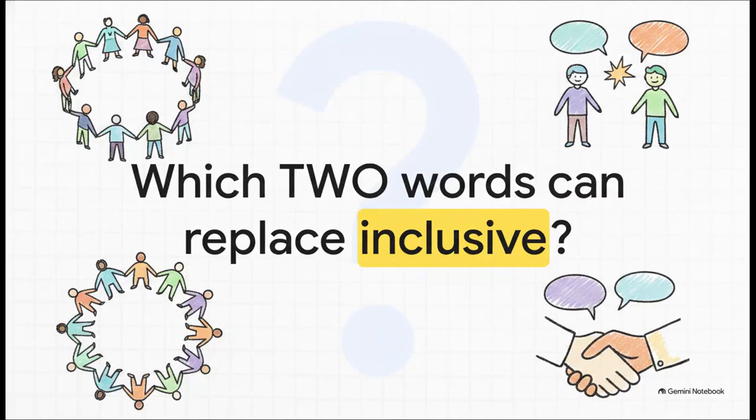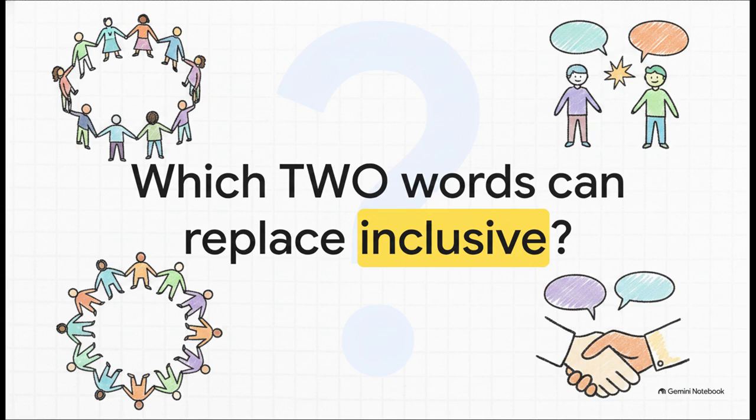Two vocabulary questions straight from the assessment style of the unit. Notice carefully that you need to pick 2 correct answers for each. Question 1. An inclusive society accepts diversity. Which 2 words can replace inclusive? Is it A, selfish, B, included, C, unfair, D, welcoming, or E, shy?